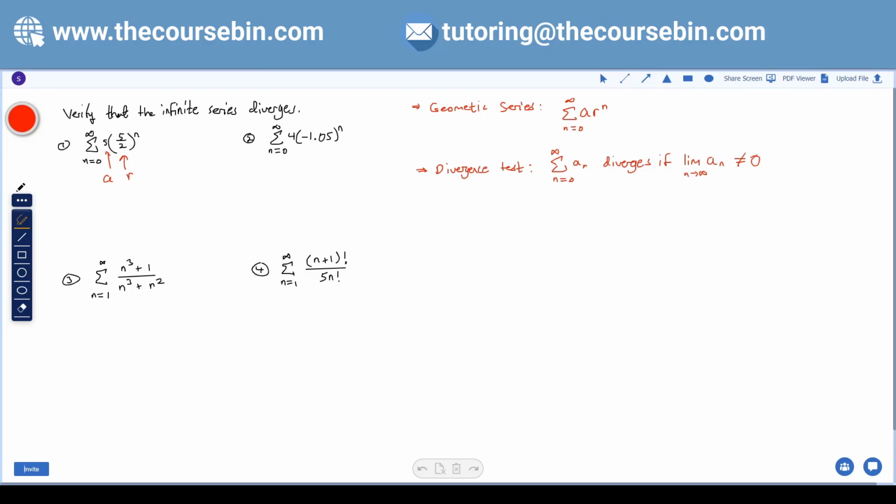So for the first two, they should both be divergent, with our A being 5 for the first one and our A being 4 for the second one, with both of them being greater than or equal to 1. Okay. So first one is definitely divergent, right? So what's your reasoning for it being divergent?